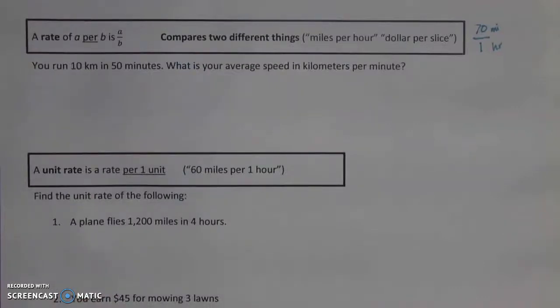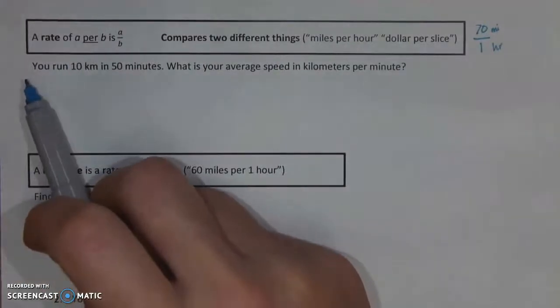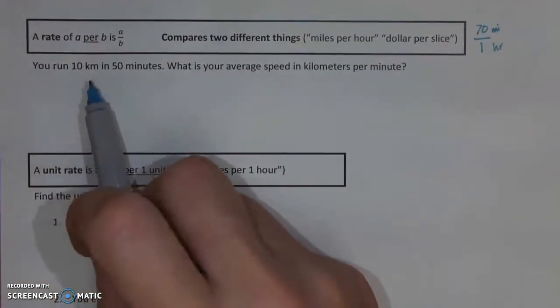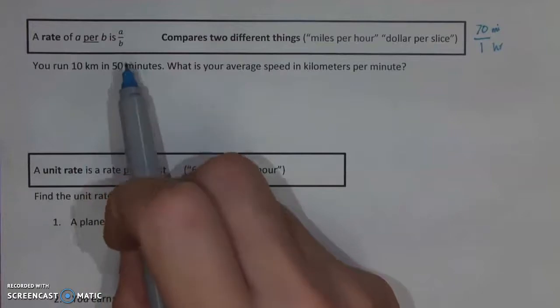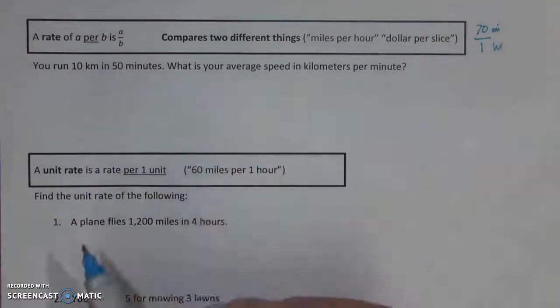Now let's check out rate. Now we know that rates compare two different things, and hey, we use them all the time. Let's start with one of the ones that we use most often, and that is really to do with speed. So let's say that you run 10 kilometers in 50 minutes. We want to know your average speed in kilometers per minute.